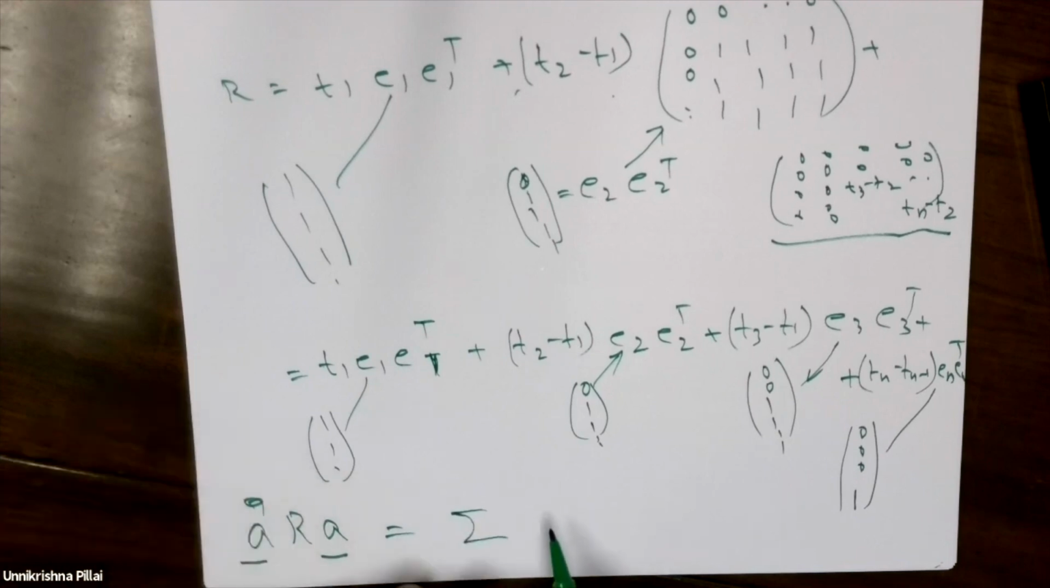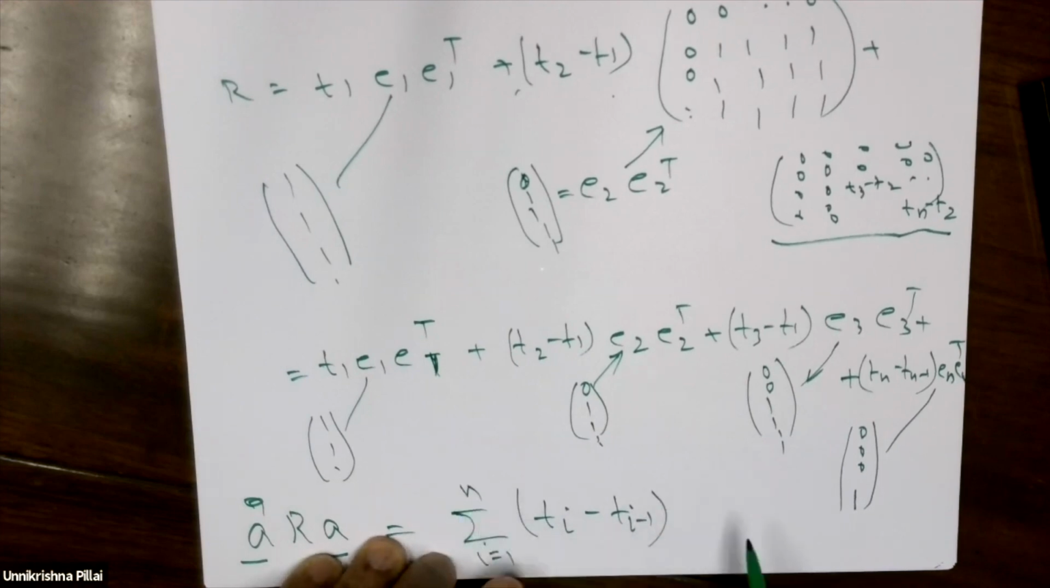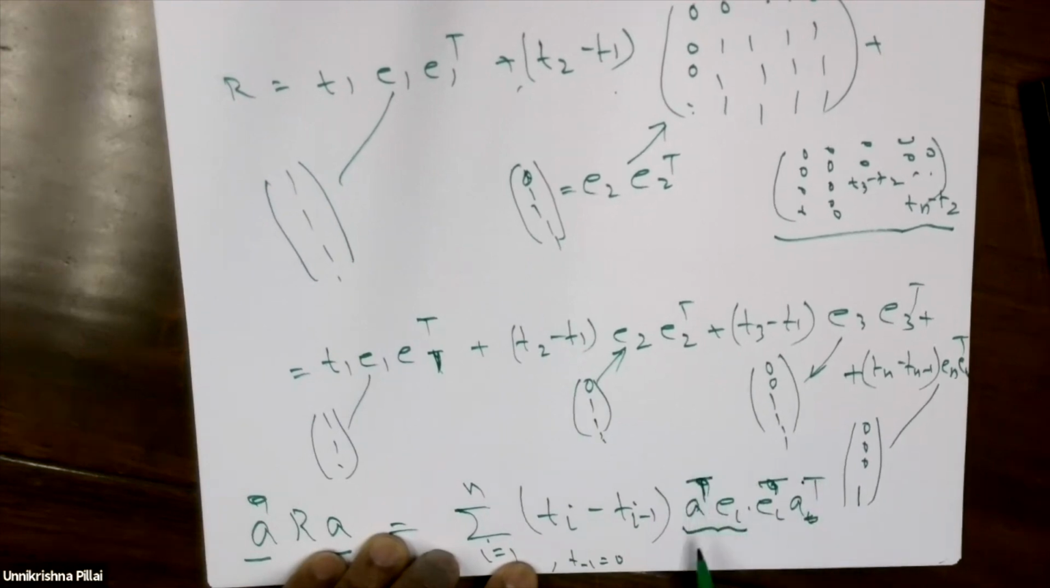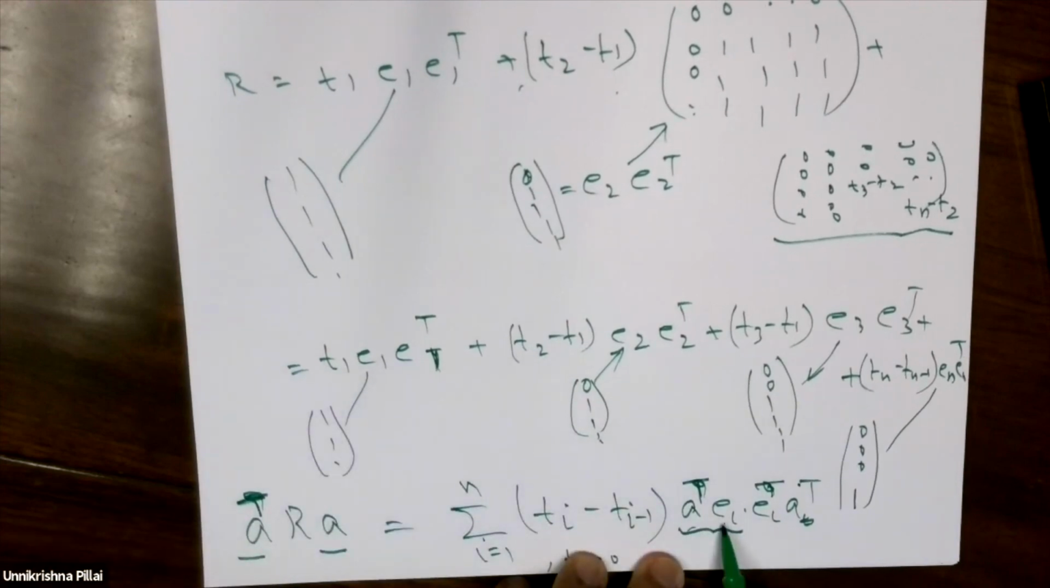I can write this as Ti minus 1, i goes from 1 through n, with the condition that T minus 1 is 0. Then this is simply a_i, a transpose e_i, e_i transpose a_i, a transpose. But a transpose e_i conjugate is the same as, everything is real here, so just transpose.